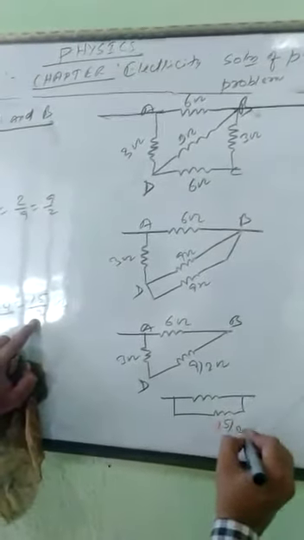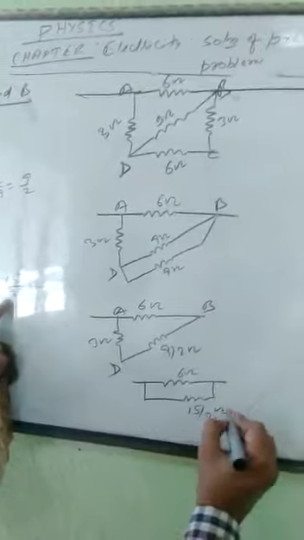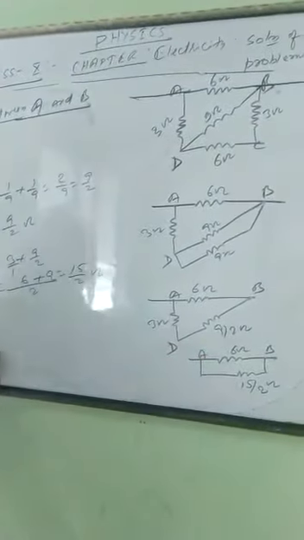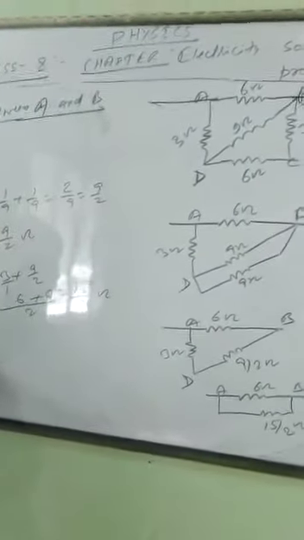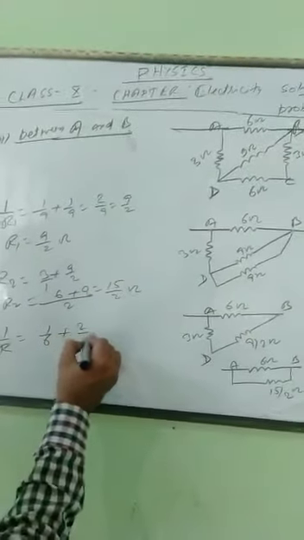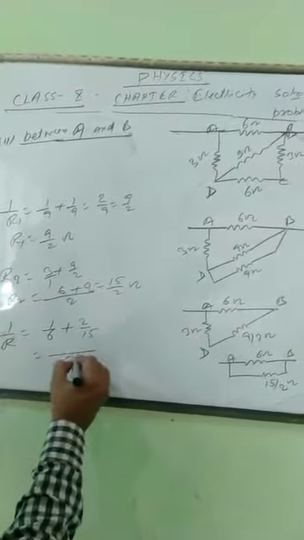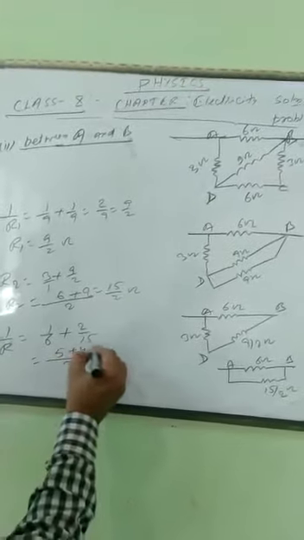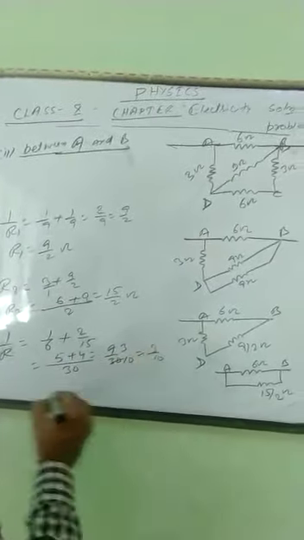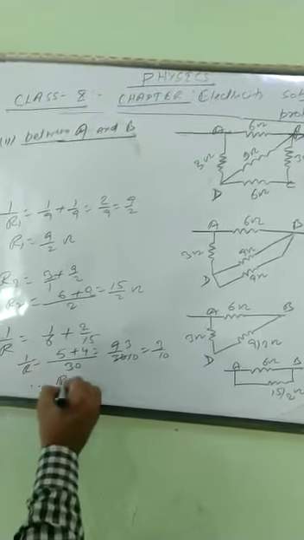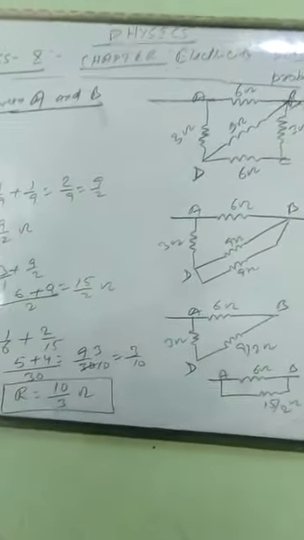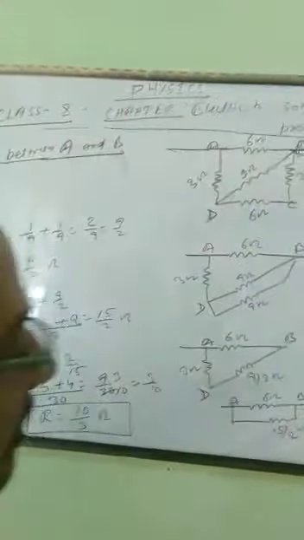15 by 2 and this is 6 ohm. A and it is B. Both of these are in parallel. Therefore the equivalent resistance will be 1 by R is equal to 1 by 6 plus 2 by 15. Therefore it is 30, 5 plus 4, 9 by 30, that is 3 by 10. This is the value of 1 by R. Therefore R will be 10 by 3 ohm. This is the equivalent resistance between A and B.